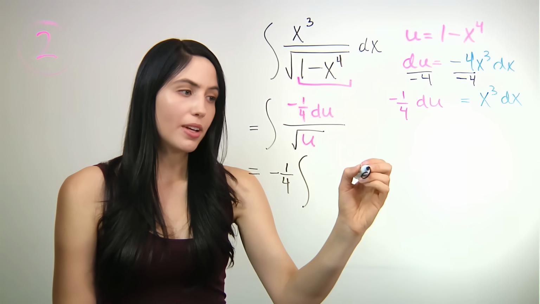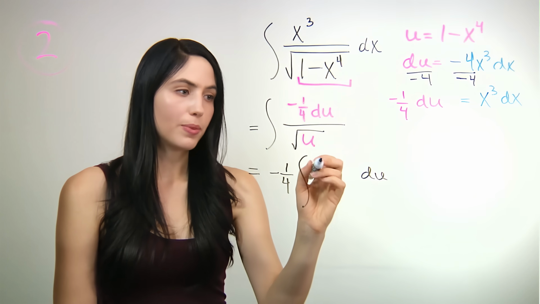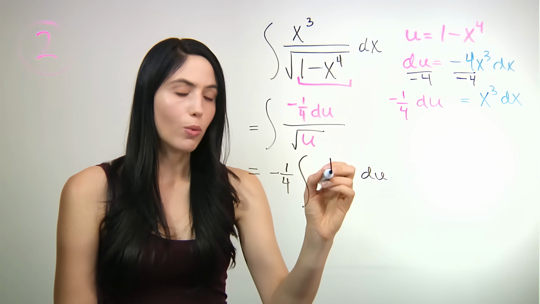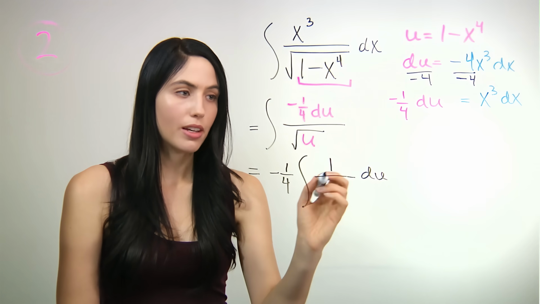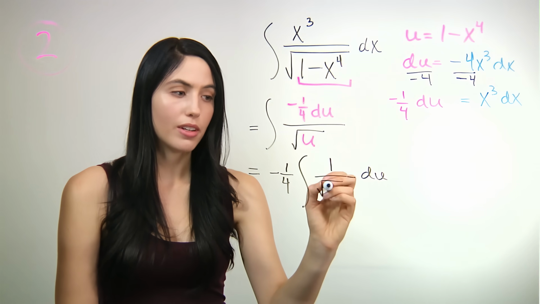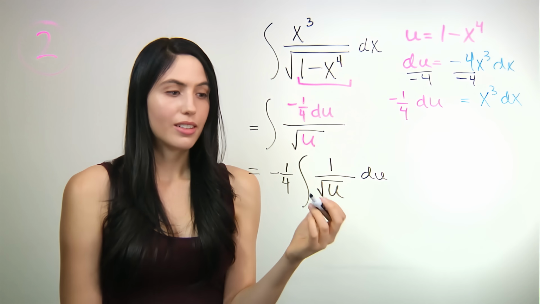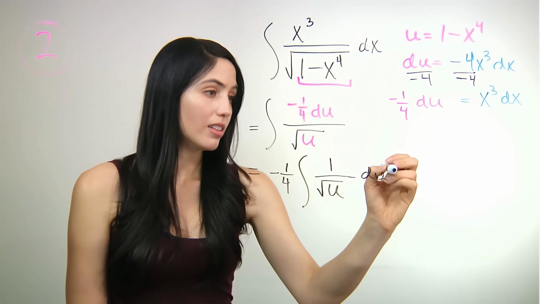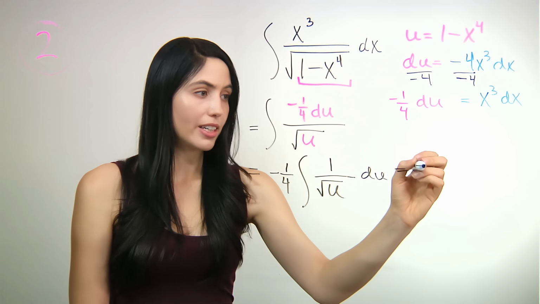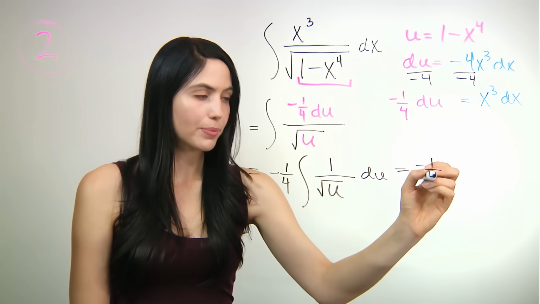Leave the du at the end, as you normally do. So you just have 1, nothing but 1 on top. On the bottom you have a square root of u. This is more and more looking like something you know how to integrate. Let's make it even more clear.